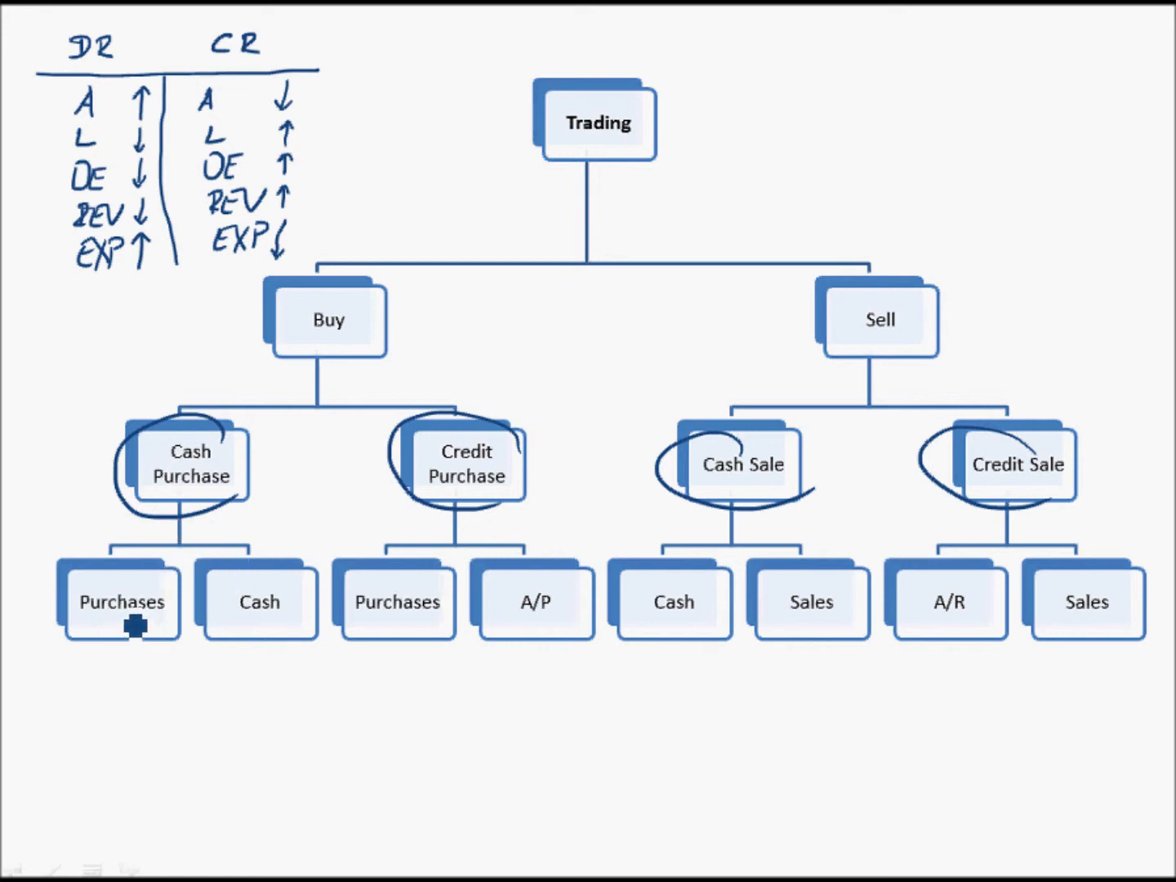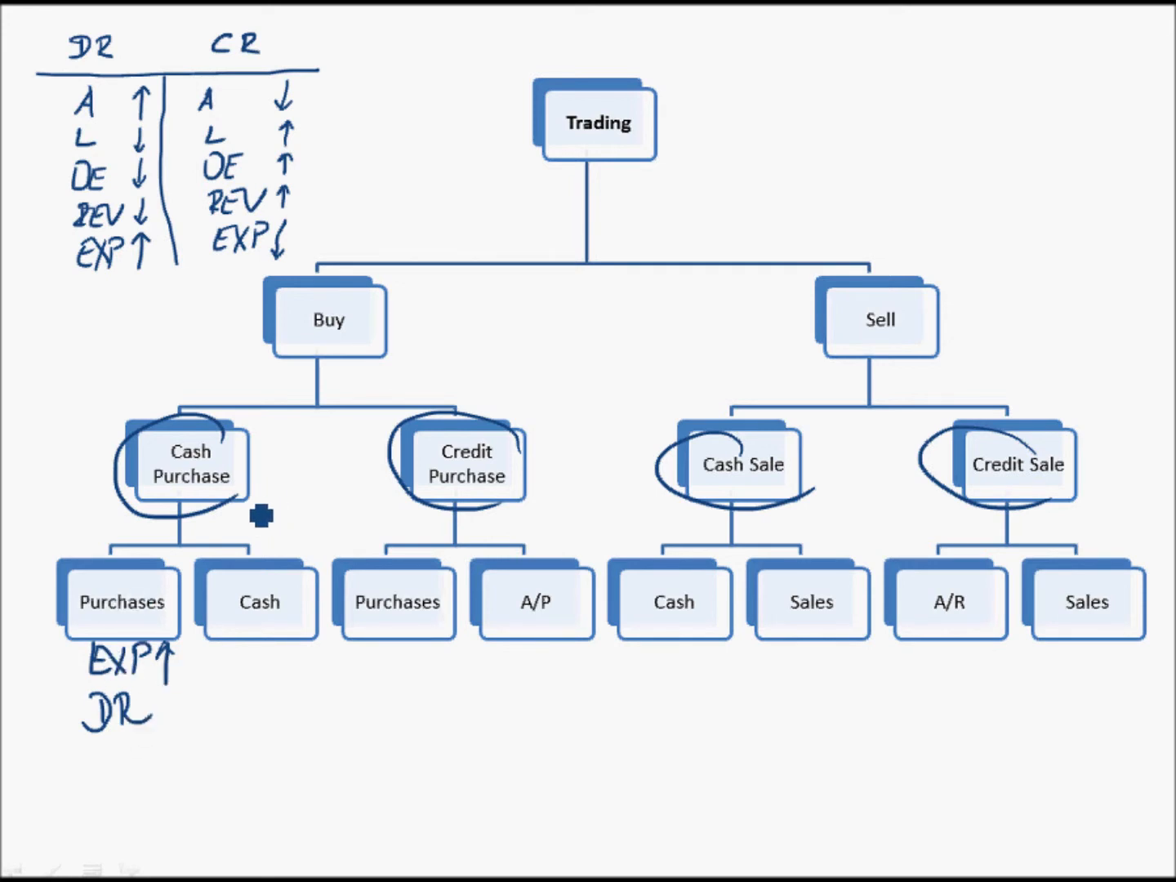So one by one, I'll start with cash purchase here. Cash purchase impacts 2 accounts, purchases and cash. Now we know that purchases is an expense account. The question I have to ask is, what happens to my expense when I make a cash purchase? Well, when you're spending your money, your expense goes up. Now we see that increasing expense up here is in the debit column, so therefore purchases will be debited.